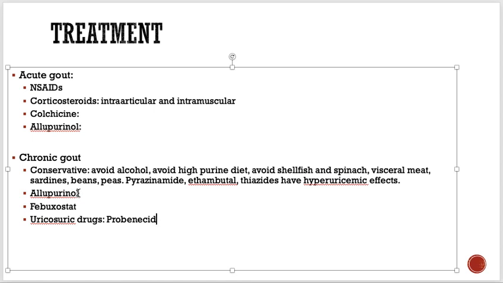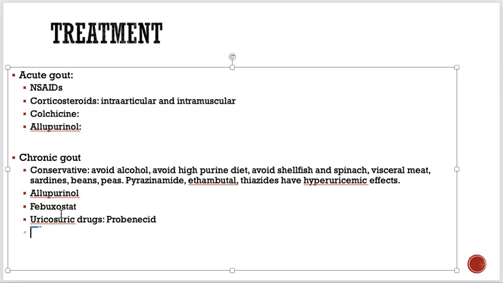Okay, so allopurinol decreases the production and probenecid increases the excretion. So we can give them this drug as well. These are the drugs we put these patients on, and of course, if someone has renal disease or renal failure, treat that.